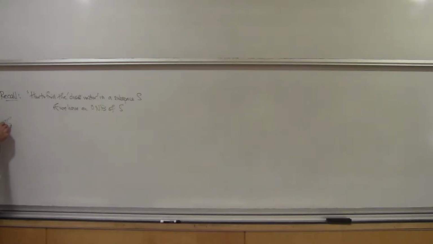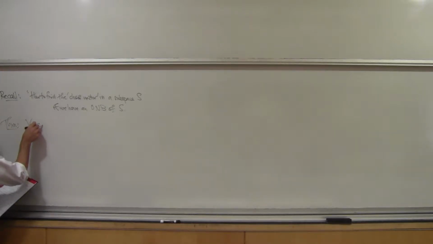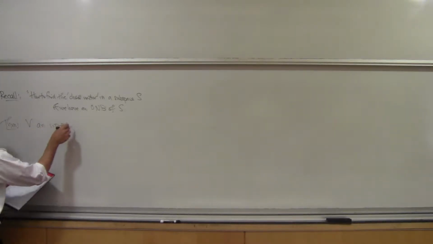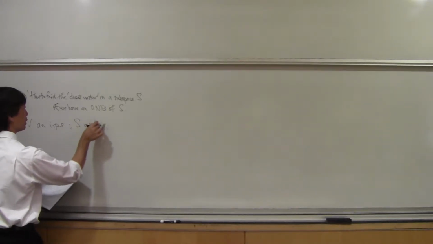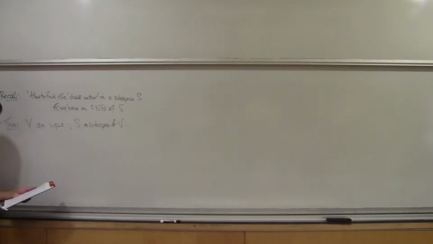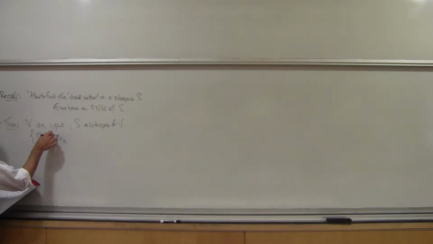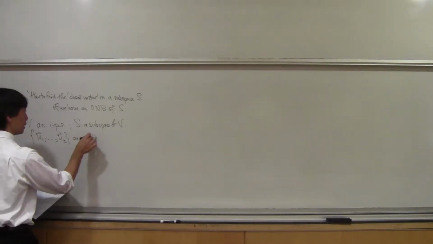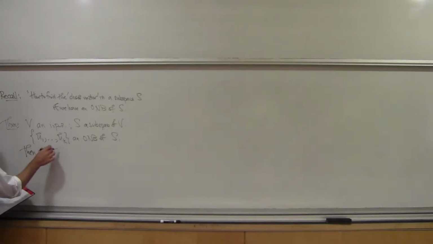Okay, so the theorem was this: that if you have an inner product space and you have S a subspace, and you have U1 through UK, an orthonormal basis of S, and you have some vector B in V.